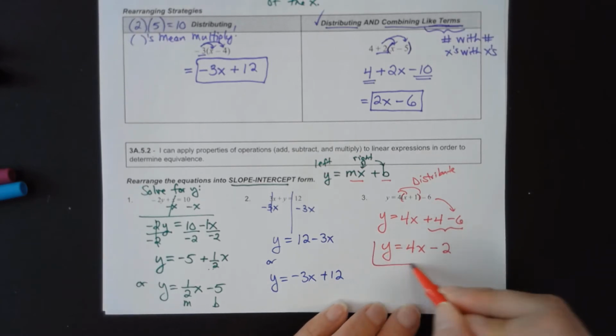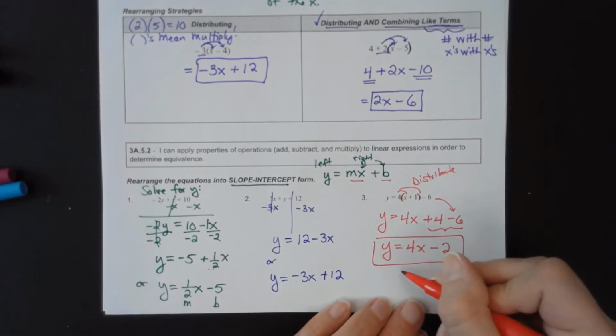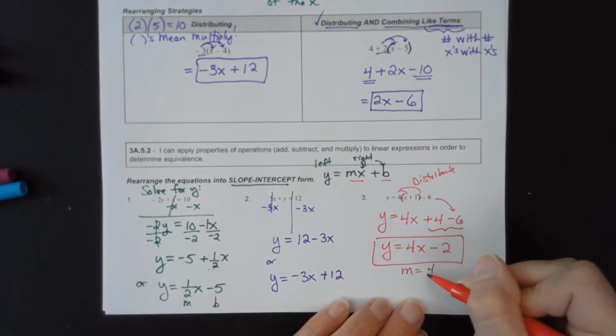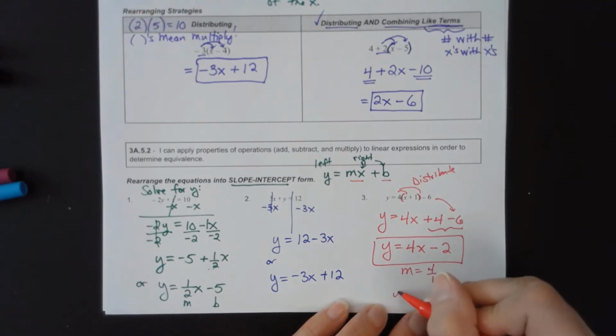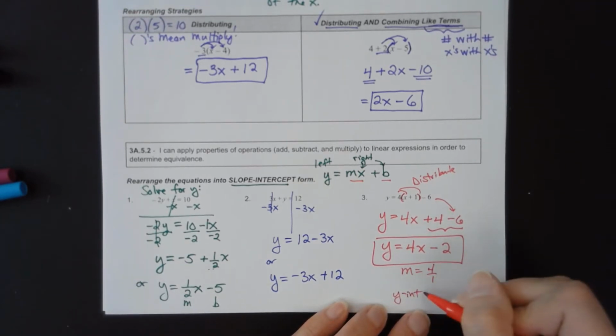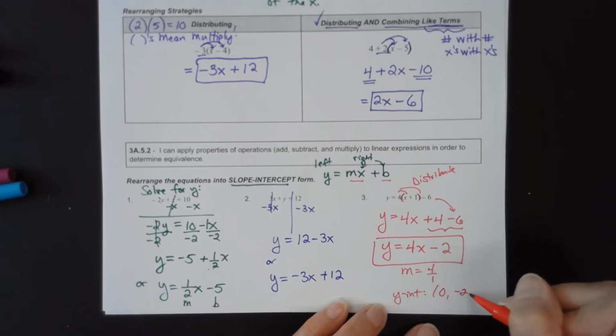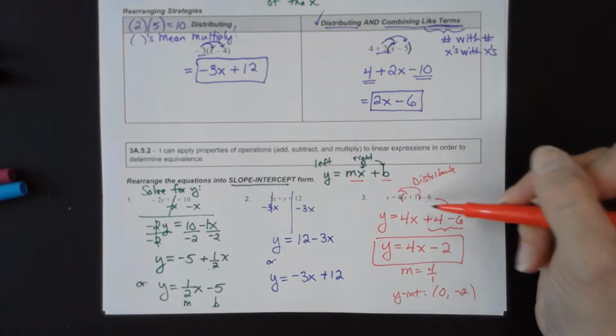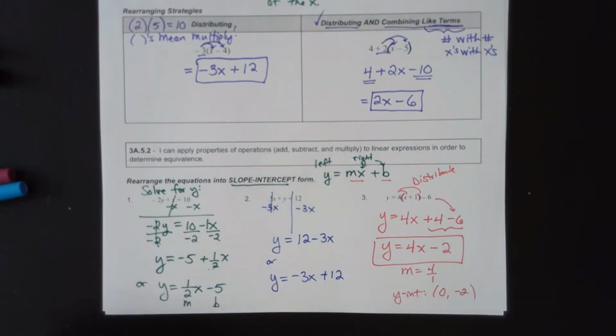Okay, once you're in this form, I could state that the slope is 4 over 1, and the y-intercept, the starting point, is (0, negative 2). It wasn't so clear earlier, but with this information, I for sure can draw a graph.